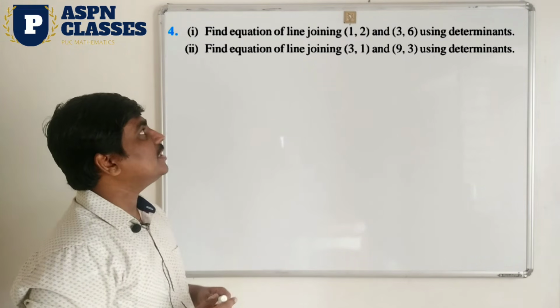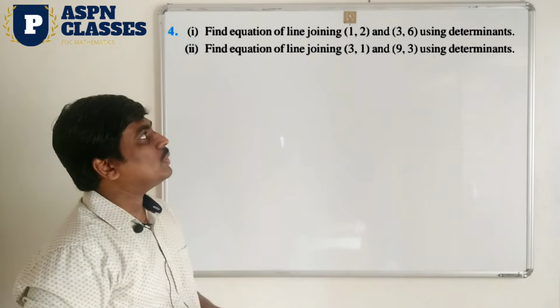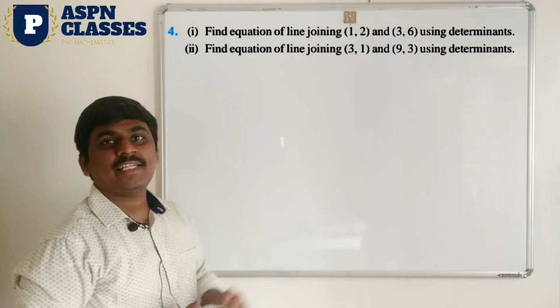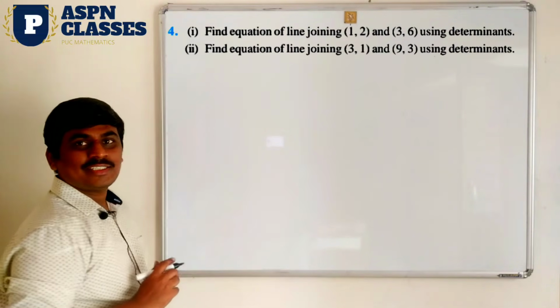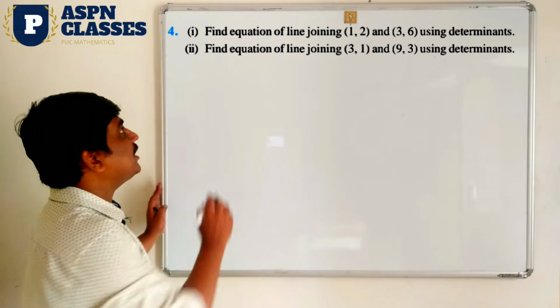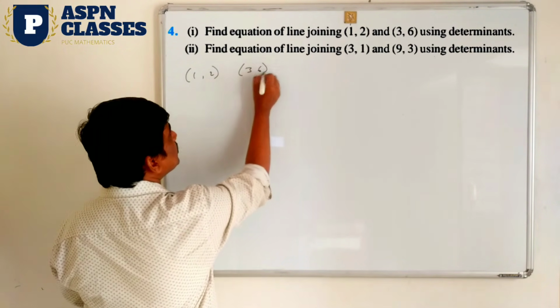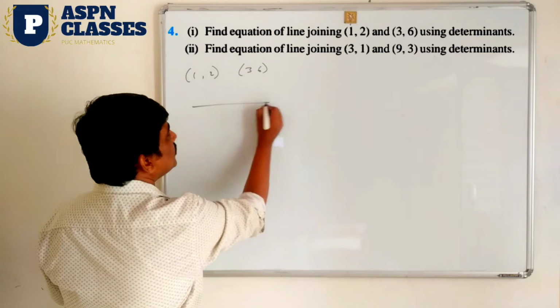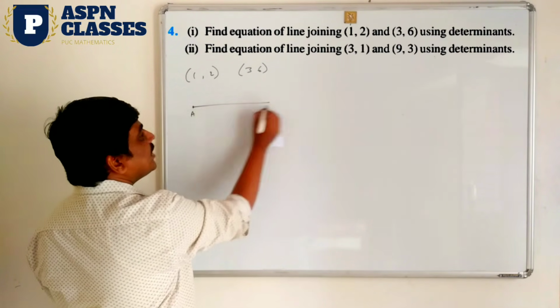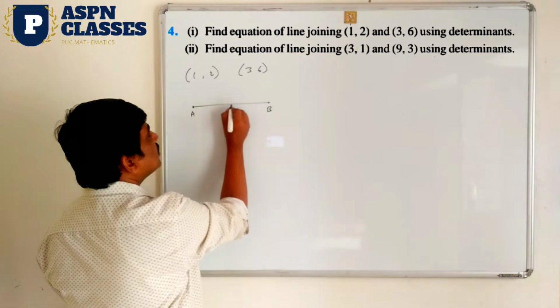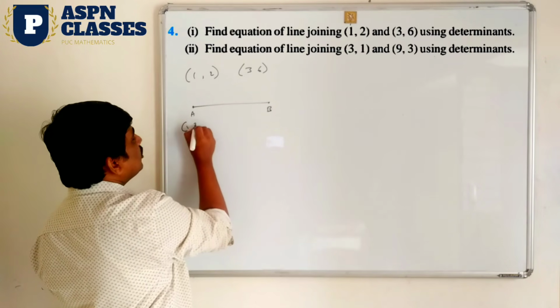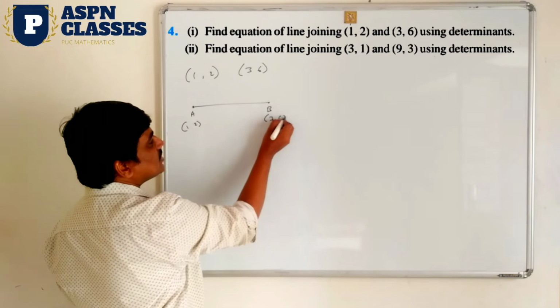Find the equation of the line joining (1, 2) and (3, 6) using determinant method. So what points are given? You have to find the equation of the line. It means the points are (1, 2) and (3, 6). Two points are given here. Suppose you take it, this is the line. Here is the A point and here is the B point. Okay, so A point is given (1, 2), B point is given (3, 6).